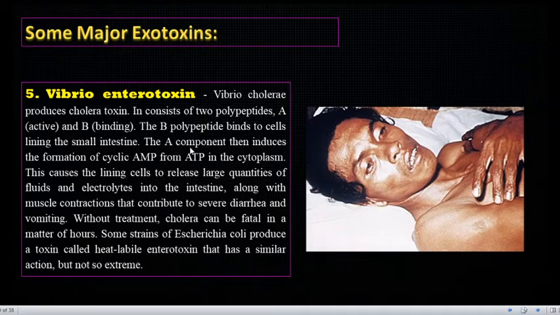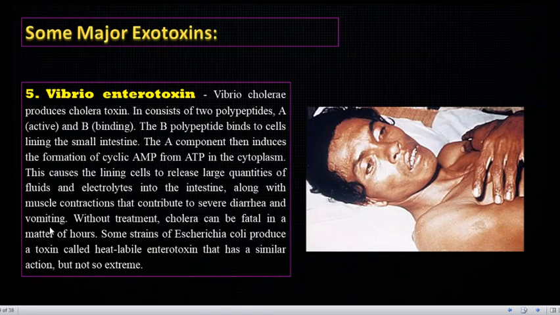Now, the A component, or the active component, then induces the formation of cyclic AMP from our ATP in the cytoplasm. And the presence of your cyclic AMP causes the lining cells to release large quantities of fluids and electrolytes into the intestine, along with muscle contractions that contribute to severe diarrhea and vomiting.